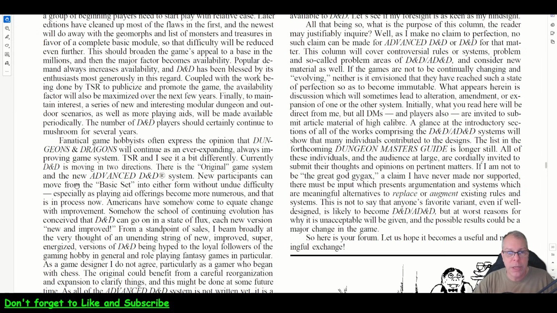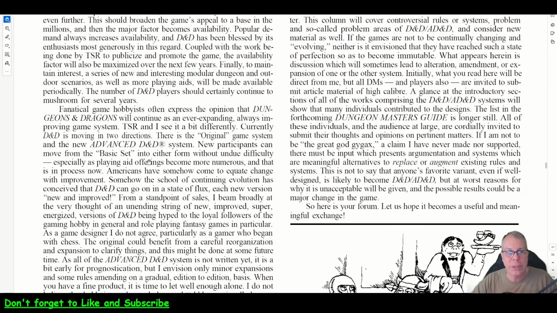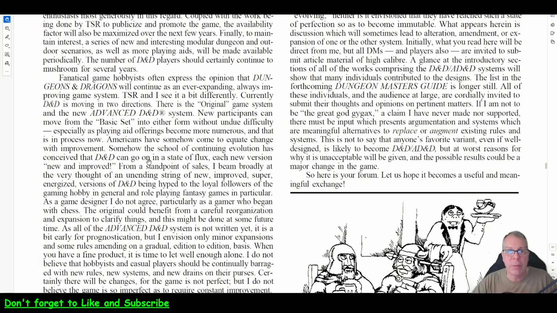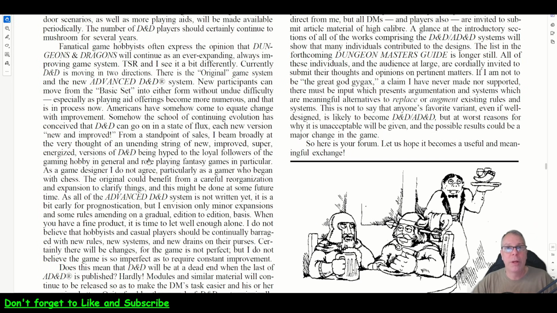The new participants can move from the basic set into either form without undue difficulty, especially as playing aid offerings become more numerous, and that is in the process. The Holmes basic set also had matrix tables in it, but they only went up to like 3rd or 4th level. So it wasn't really something you could go very much farther with, because remember, in the Player's Handbook, we had player stats that went all the way up to 20th level.